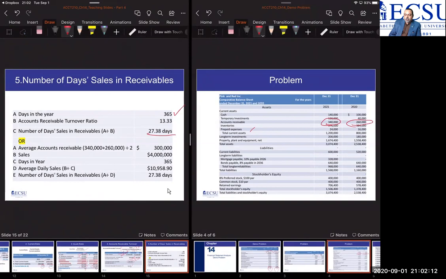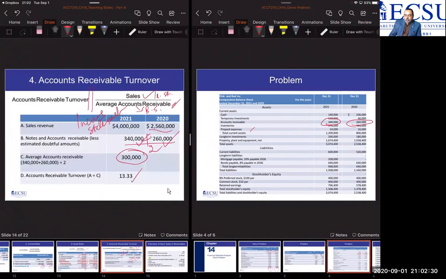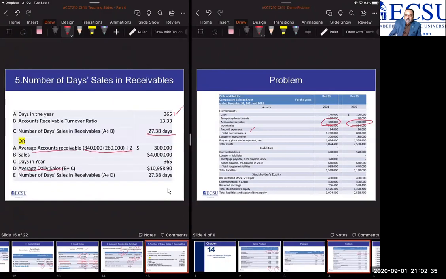So the alternative formula would be, what you will do is you will be dividing the average accounts receivable with your average daily sales. So we have already calculated the average accounts receivable for the previous calculation. We got that at 300,000. So we can use the same figure here. So that's 300,000. And we know the sales is 4 million, and divided by 365 will give you an average daily sales of 10,958.90.